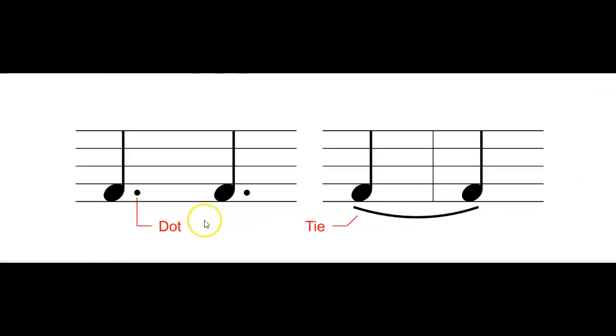So, let's talk about dots. A dot actually increases the duration of a note by 1/2 of its value. So for example, this quarter note is worth 1 beat. Therefore, half of 1 is actually 1/2. So this quarter note is worth a quarter note, and this dot is worth a half. So when we add that together, the total duration for this note is 1 quarter note plus a half.